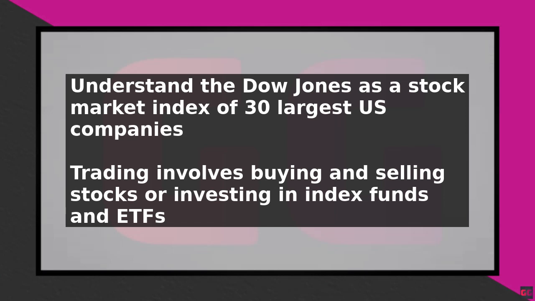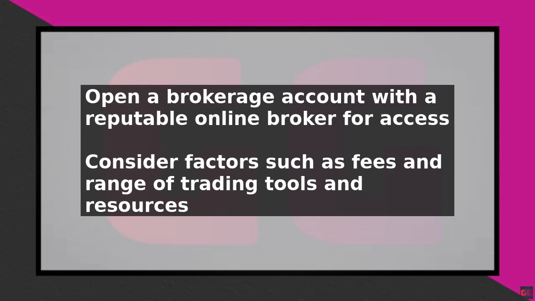The first step to trade on the Dow Jones is to open a brokerage account with a reputable online broker. This will give you access to a trading platform where you can buy and sell stocks and other financial instruments. When choosing a broker, consider factors such as fees, commissions, and the range of trading tools and resources available.